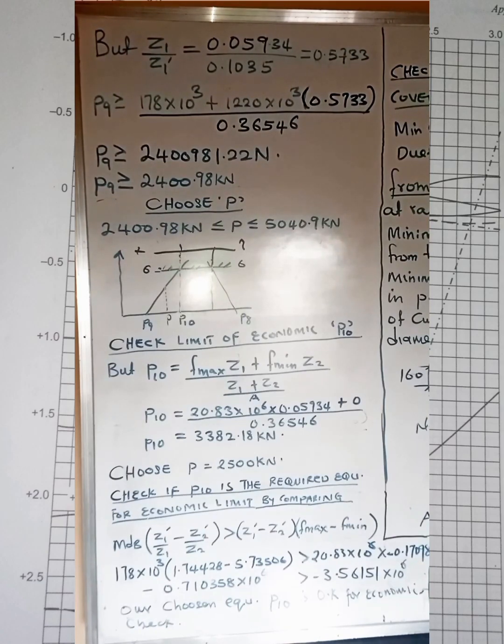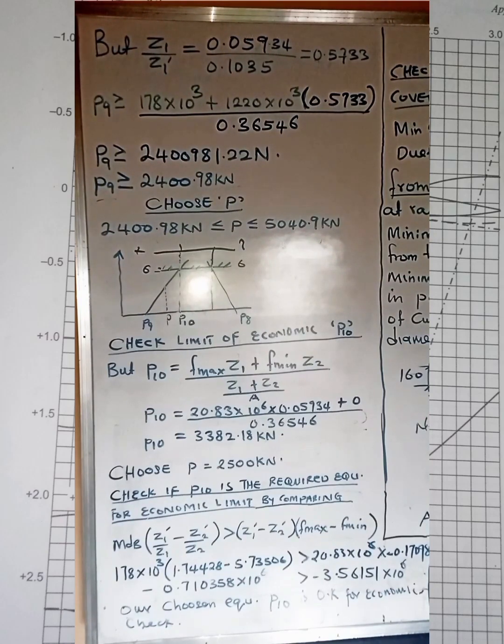Now, for us to check that, you can see we have P10 to be 3,382.18 kilonewton. We are choosing a pre-stressing force P to be equal to 2,500 kilonewton. That is our chosen pre-stressing force. And we want our P to be economical for the design. So P should be between P9 and P10.